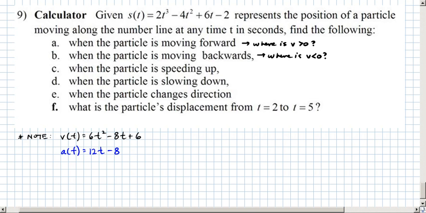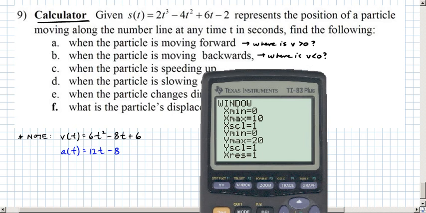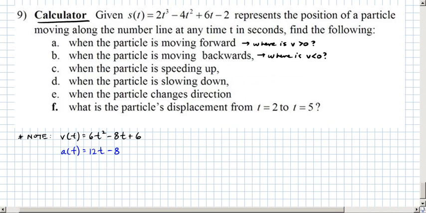Since you are allowed to use the calculator, what I would do is plot the velocity function on your calculator and just observe where it's positive and negative. Alright, so I've gone ahead and I've plotted it. The other thing I'm going to do is change my window. Here's the window that I've chosen to display this graph. I'm going to go from 0 to 10 on x and 0 to 20 on y. And if you look at this, here's the graph of the function. One thing you notice about this, hopefully, is that the velocity graph is never negative.